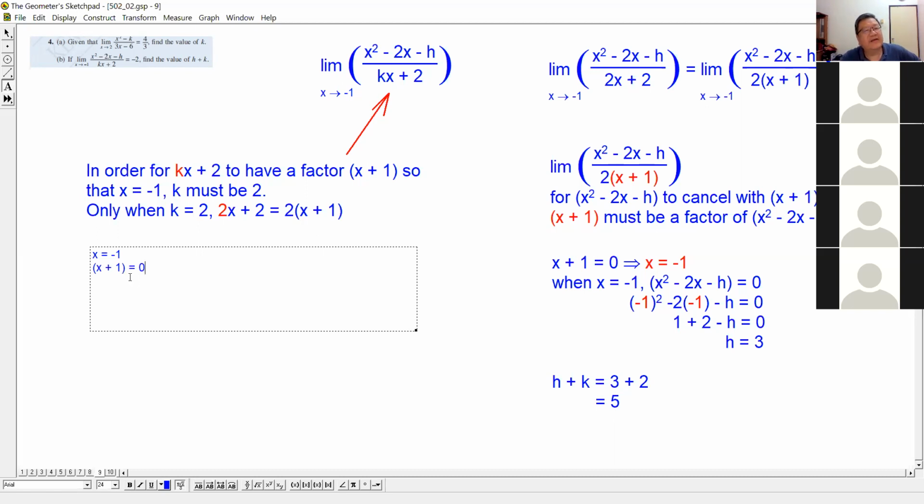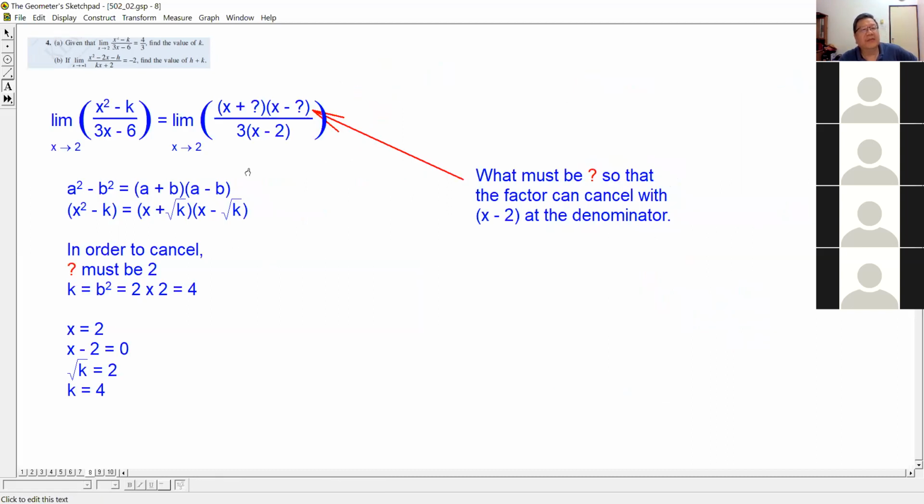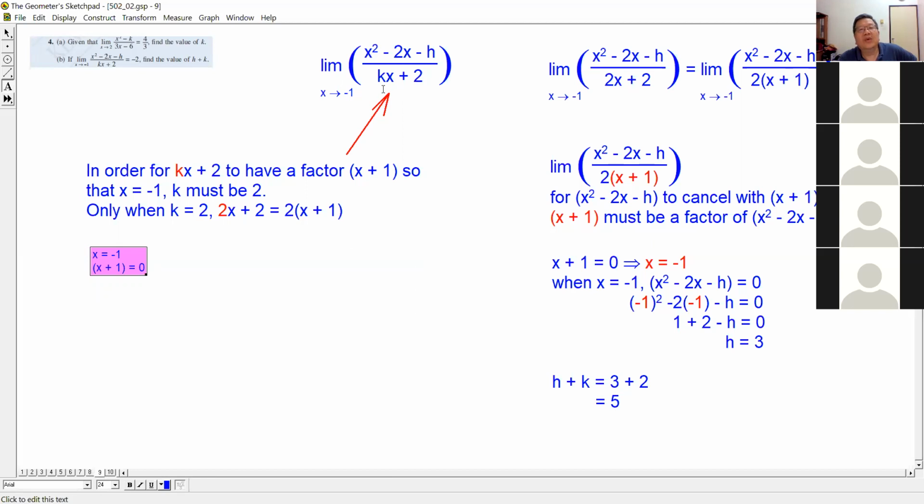So if x plus 1 is a factor, but here is x plus 2, how to make this x plus 1? From our past experience, we know that we can factorize out the common factor. But here, the common factor, we don't know. So what must we put as k in order that we can factorize the denominator so that the factor becomes x plus 1? If this k equals 2, then it will be kx plus 2, so it will be 2x plus 2. Now, if k equals 2, I can factorize out the 2, and then the factor becomes x plus 1.